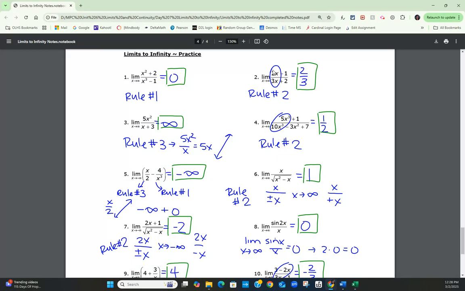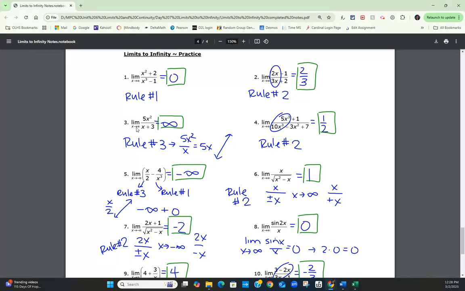I'm going to isolate just those terms, simplify, and so my limit to infinity for this function is 2/3. Number 3 is rule number 3. The degree of the numerator is greater than the degree of the denominator. Again, I'm going to isolate the terms that got me the degree of the numerator and denominator. I'm going to simplify it. It simplifies to 5x. That again is a linear function with a positive slope, which has this end behavior.